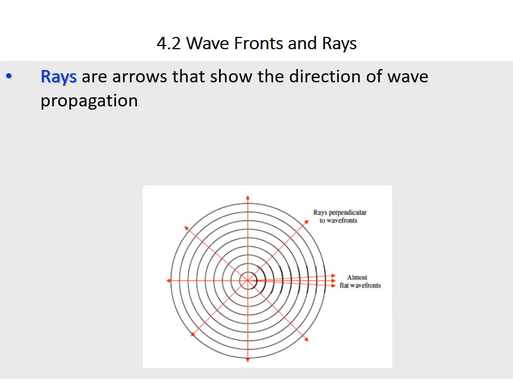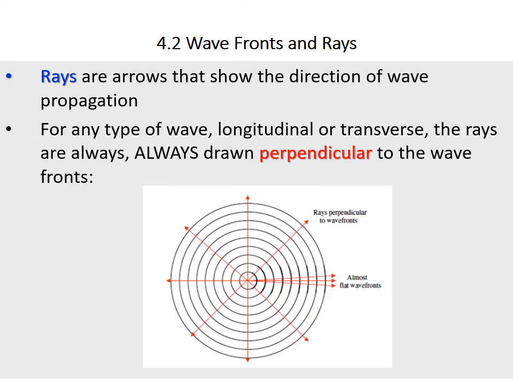Rays are arrows that show the direction of wave propagation. They show the wave velocity. They're always drawn perpendicular to the wave fronts. So I have concentric circles. These could represent transverse waves like water waves. They could represent longitudinal waves, sound waves, but for any type of wave, longitudinal or transverse, the rays are always drawn perpendicular to the wave fronts.